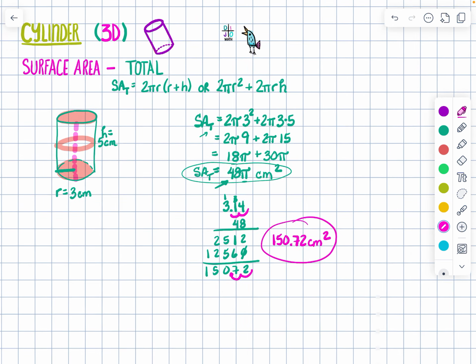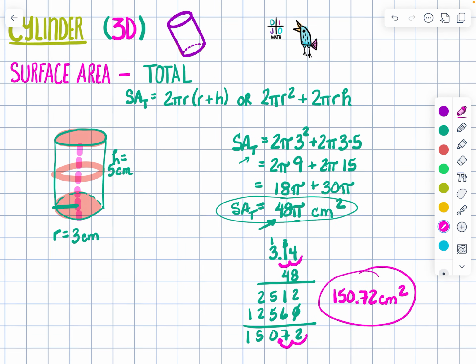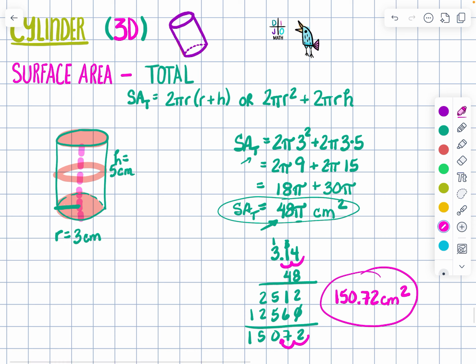All right, I hope this helps. There's a couple other videos on cylinders where we find the lateral surface area and we also find the volume. I hope this helps, and I will see you in the next one.